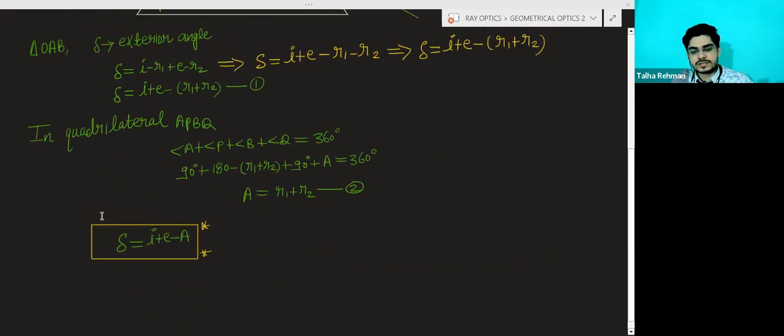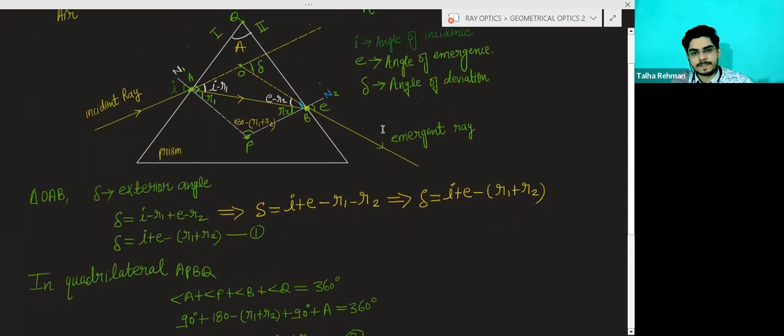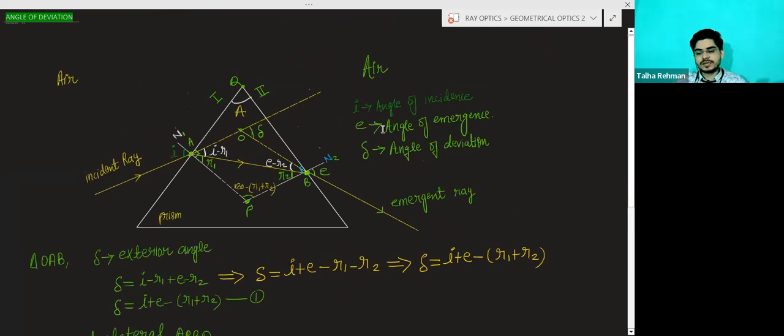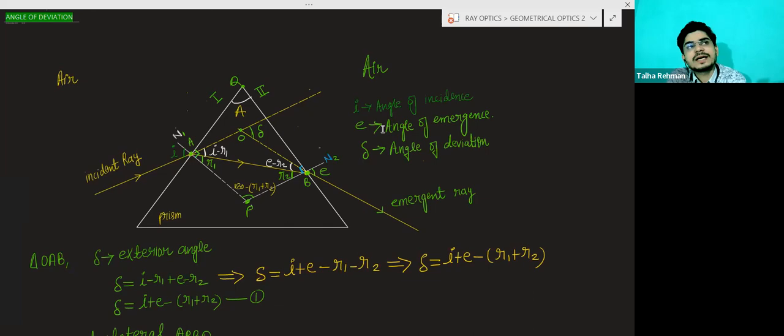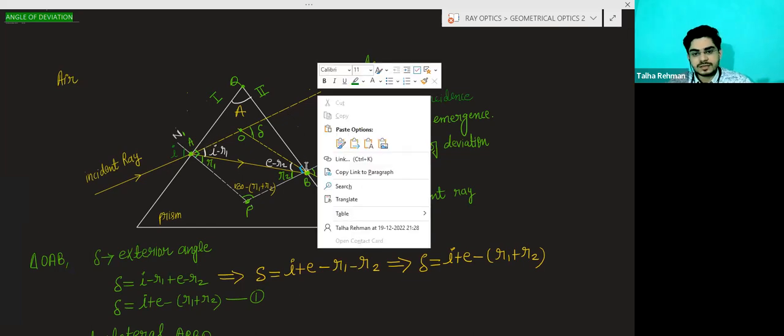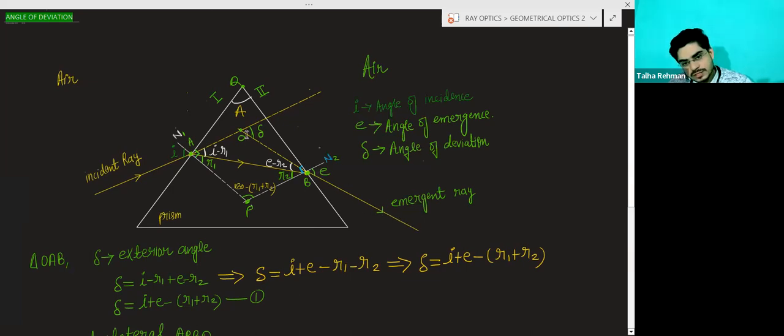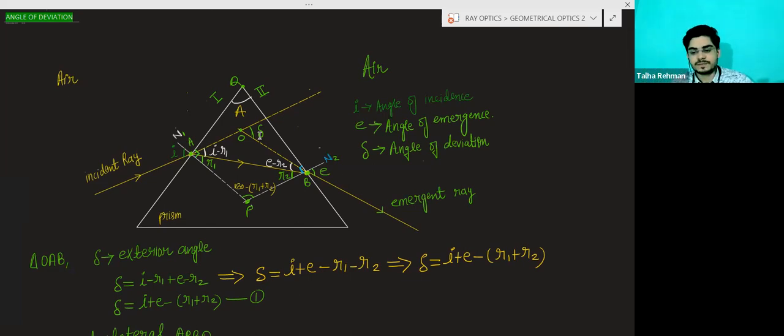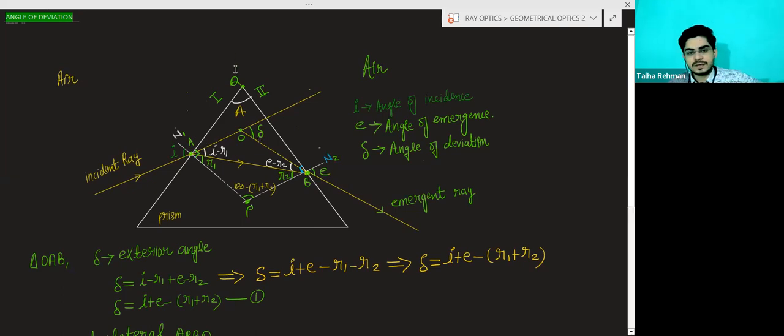Okay. Now this is the angle of deviation. Delta is the angle of deviation. So what is the meaning of the angle of deviation? What is the significance of angle of deviation? Angle of deviation tells how much the incident ray has got deviated. This is the path of the incident ray when there is no refraction. But the actual path of the ray is this. When you produce this, this angle will be known as the angle of deviation. And the significance of angle of deviation is by how much angle the incident ray is deviated due to the prism.